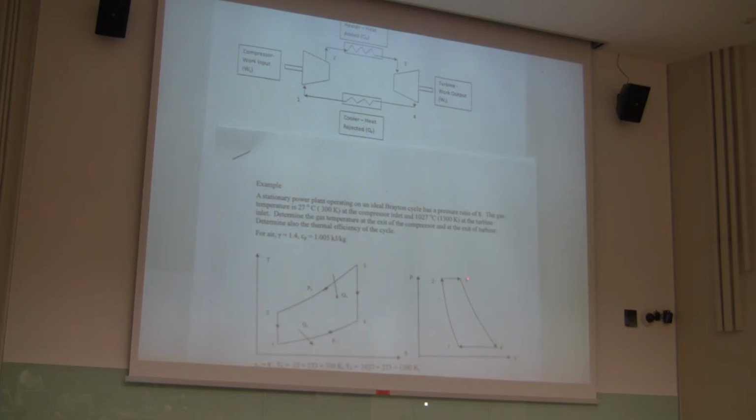Then after that, it expands from 3 to 4. So 3 to 4 is the expansion, and the expansion here is isentropic, meaning reversible adiabatic. Then 4 to 1 is cooling, and the cooling is done at constant pressure. On the PV diagram, this is the constant, right? Because on the horizontal line, the cooling is at constant pressure.